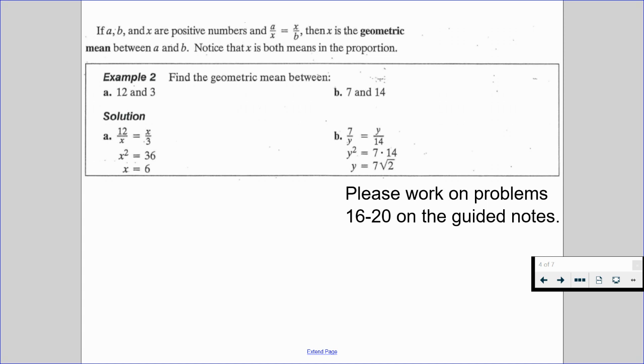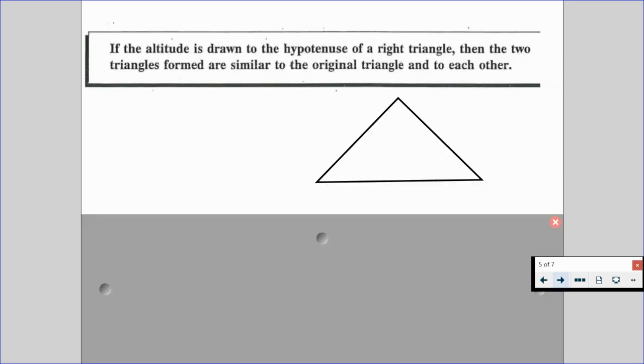Please work on problems 16 through 20 on the guide and notes, and resume when you're ready to move forward.